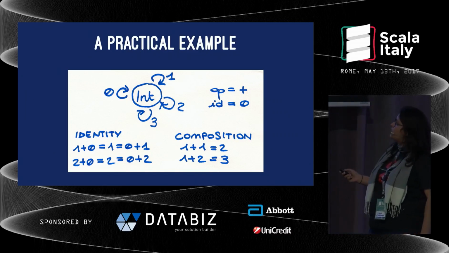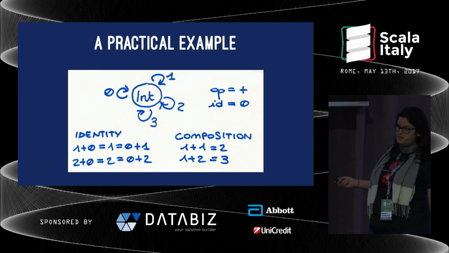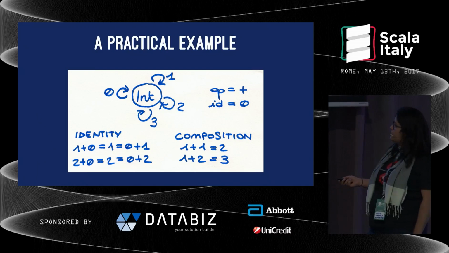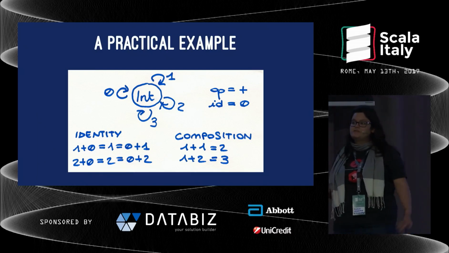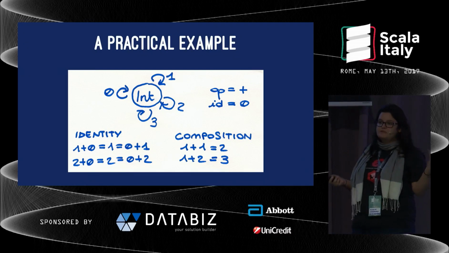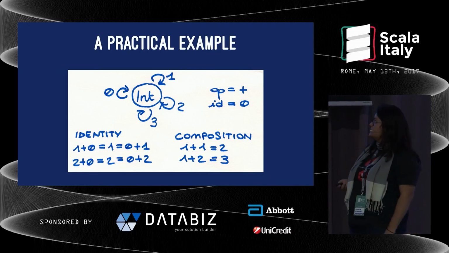And the composition law tells us that if we combine 1 and 2 with the operation plus, we get a new arrow, right? That is free. That's cool. So we just found a really simple representation for all the natural numbers, right? That's pretty cool.